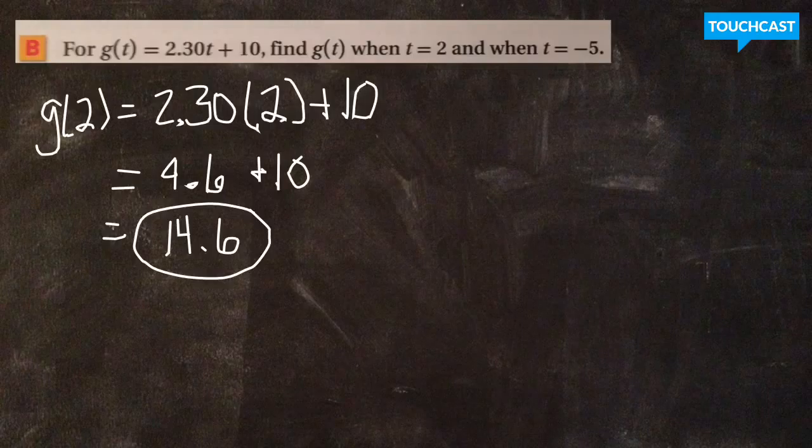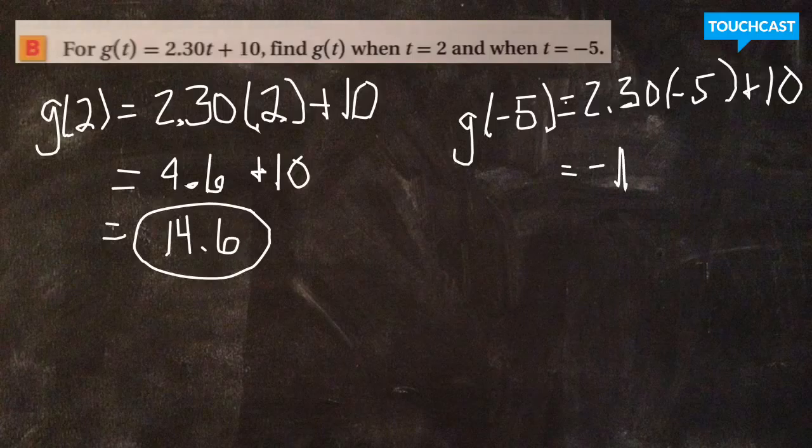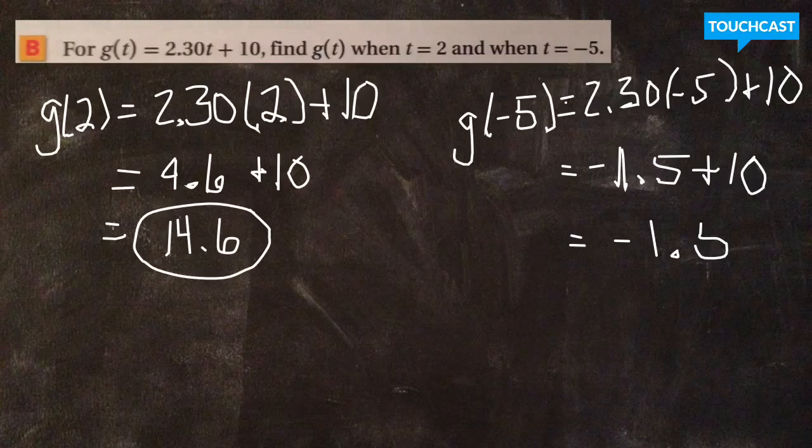So we're going to look at g of negative 5, which is going to equal 2.30 times negative 5 plus 10. Now 2.30 times negative 5 is going to give us negative 11.5. And then we add 10 to that value. Negative 11.5 plus 10 is going to result in negative 1.5.